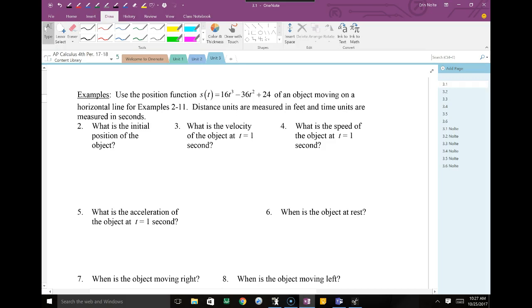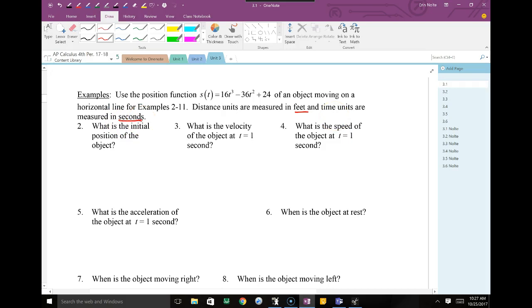Okay, so round 2, we now have a position function as s of t, and the idea is that this is an object moving along a horizontal line. So imagine, if I was going to be the object, I'm just walking back and forth here in front of the room. It says that it's measured in feet, and our time is in seconds, so that will help us label this correctly.